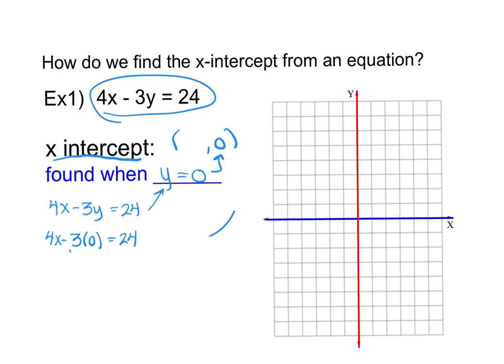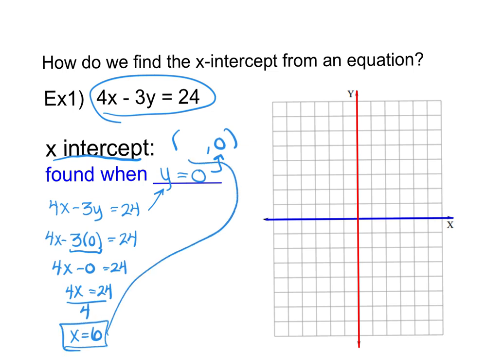Here we know that 3 times 0 is just 0. So we would have 4x minus 0 equals 24, but that's kind of silly. Why would you write minus 0? So we really just have 4x equals 24. We can solve for x by dividing each side by 4. So when y is equal to 0, the x value that matches up with that is x equals 6.